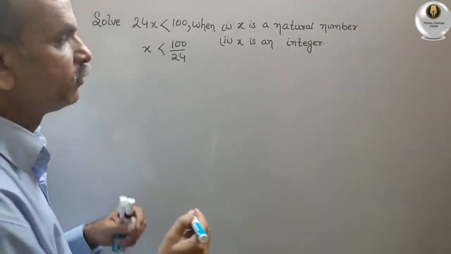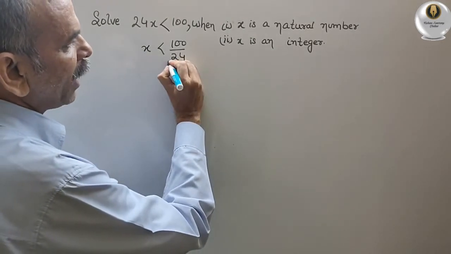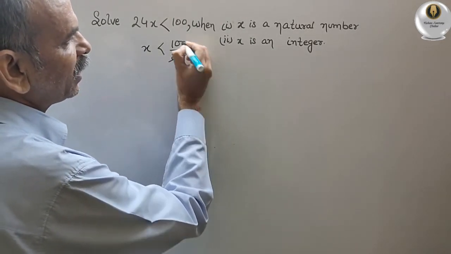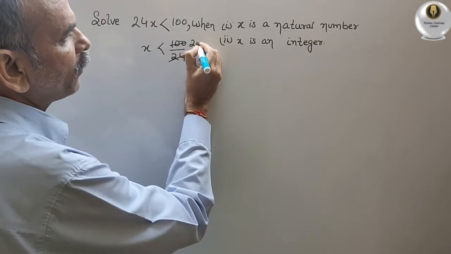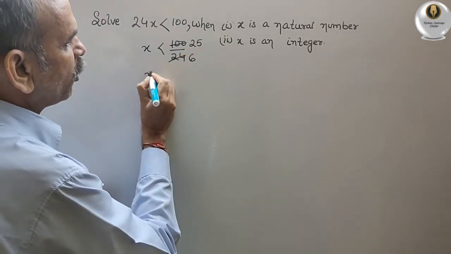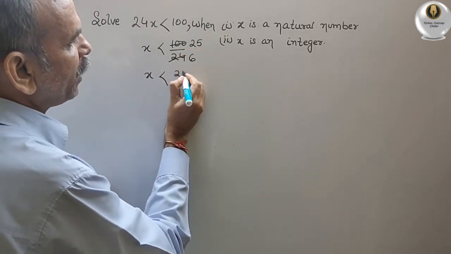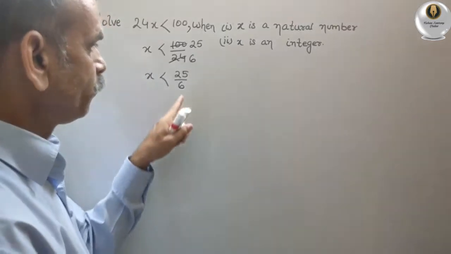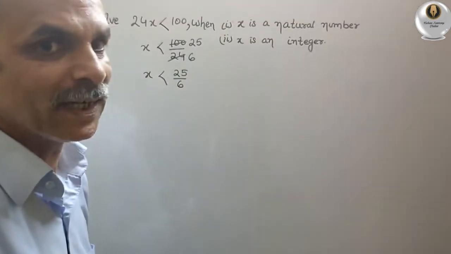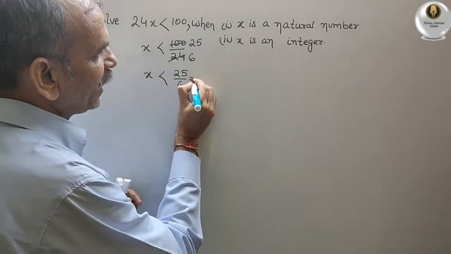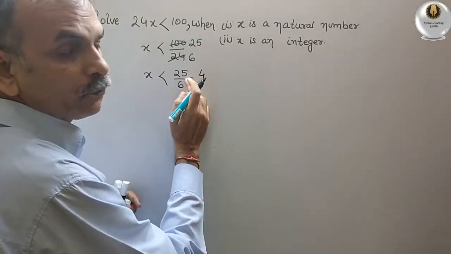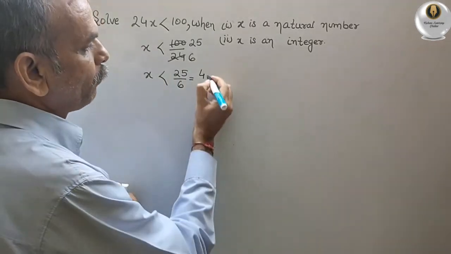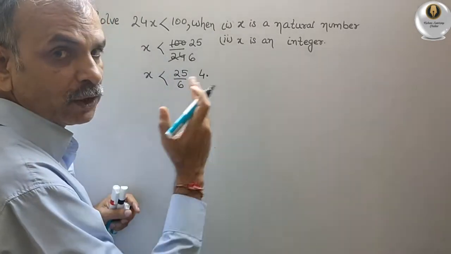Just reduce it. If we reduce it by 4, it will be 6 and it will be 25. So now your x should be less than 25 by 6. Now, if you divide it, what will you get? 4 sixes are 24, that means 1 is left. Point is there, that means 10.